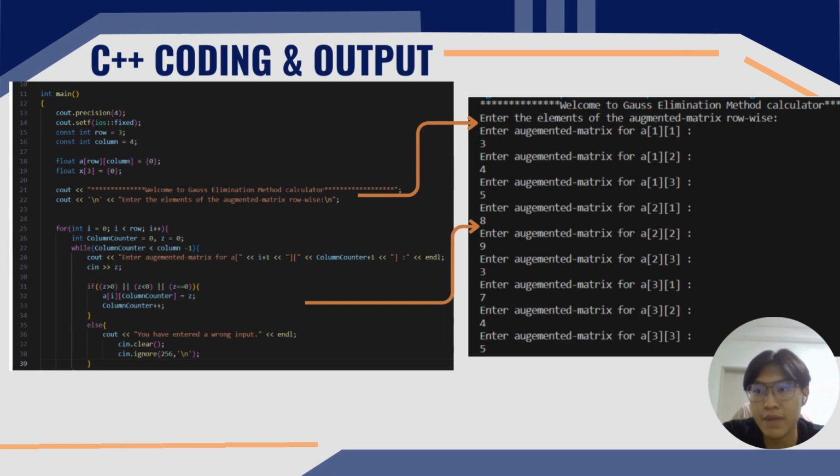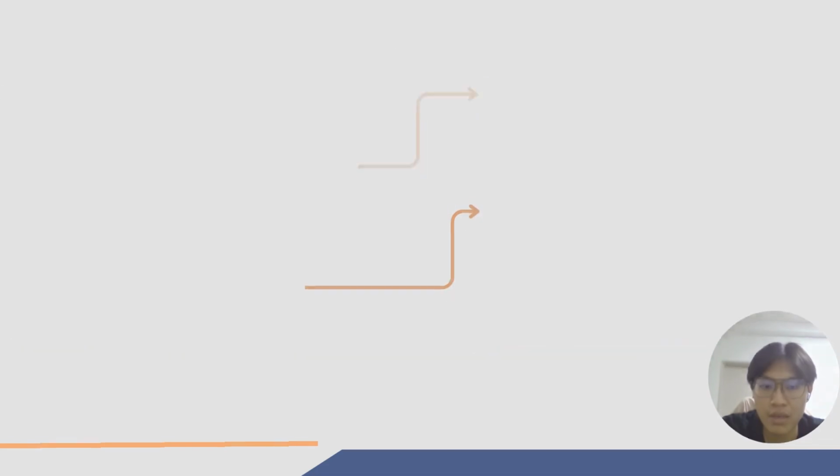Inside the initial main, first we set the output to be 4 decimal places, then we use the for loop and nested while loop to enter input inside the matrix inside the array. Next, we also use an if else statement to make sure that the user inputs are valid, which is a number. And if the user enters something other than a number, it will let the user know that the input is invalid and ask them to re-enter the input.